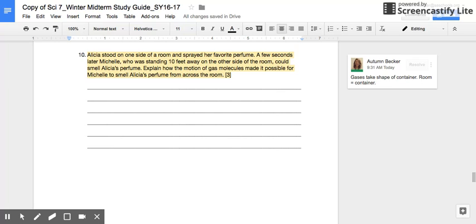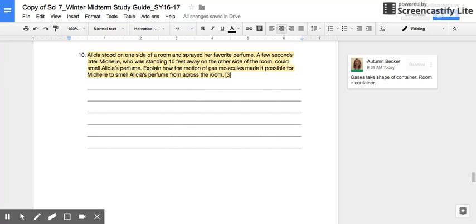So what you should have referenced in this question was number 1, gases take the shape of whatever container you put them into. So gases are going to take the shape of the room itself. The room is the container in this example, and they're going to move about and around the entire room until they have completely covered the entire room. You also should have referenced that gas molecules move extremely quickly. So she was able to smell them, number 1, because gas molecules take the shape of their container. The container in this example is the room. And number 2, gas molecules move extremely quickly. And that is also what made it possible for Michelle to smell the perfume.